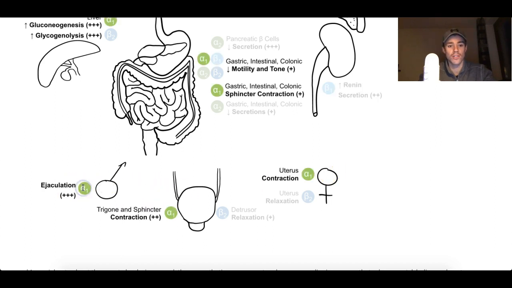So if you're interested in the reproductive system, for our males out there, when we're thinking about getting an erection and then the ejaculation process, it's actually the parasympathetic nervous system that facilitates the process of you getting hard, getting that erection, and then it's actually the sympathetic nervous system that leads to the ejaculation itself.